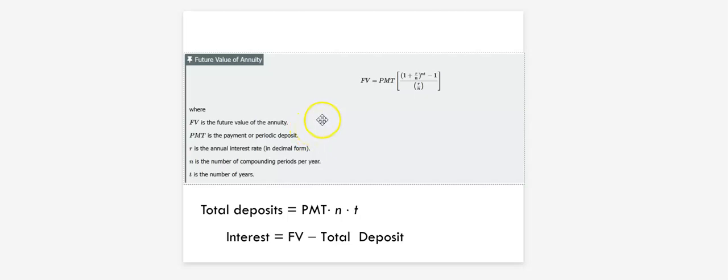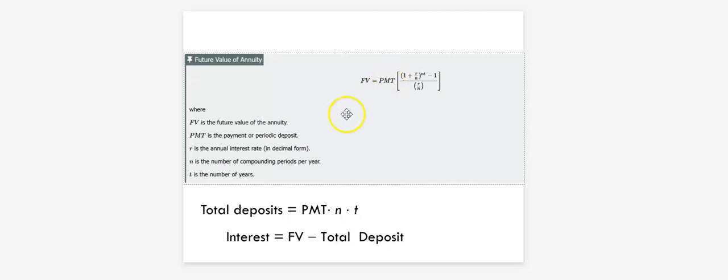Hello. In this video, I'll show you how to find the future value of an annuity by using a scientific calculator and also the TVM solver. So here's a formula to find the future value. Future value is represented by FV, where FV is the future value of the annuity.